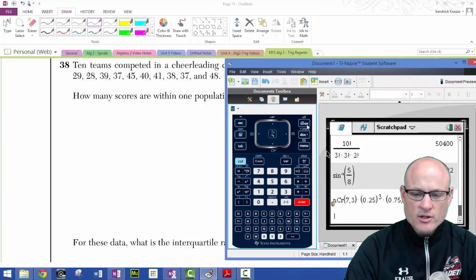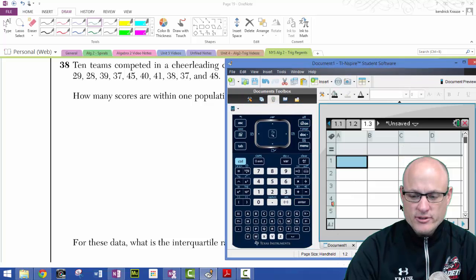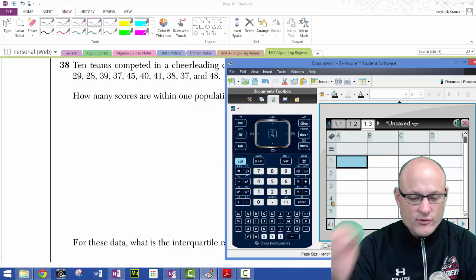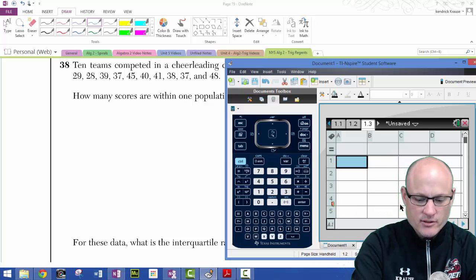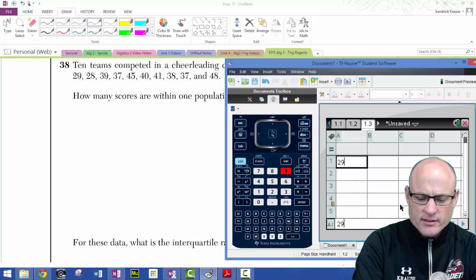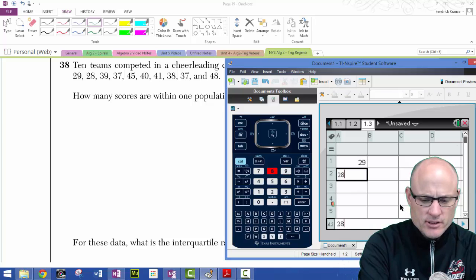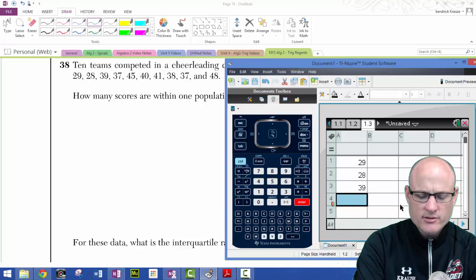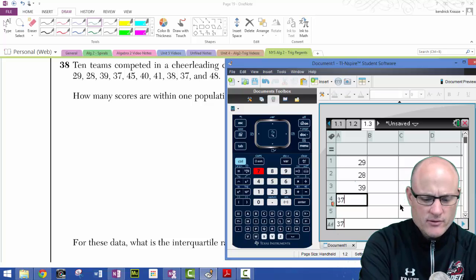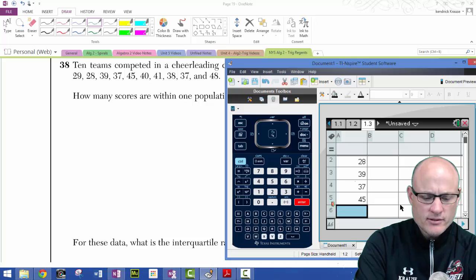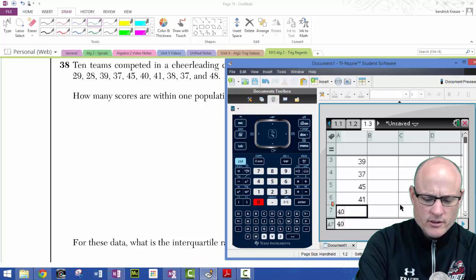Perfect. We're going to go back to the home screen and we're going to go to spreadsheet. And this is only one set of data, so I can just start typing these in. 29, enter. 28, enter. 39, enter. Don't make a dumb mistake. 37, enter. 45, enter. 41, enter. 40, enter.